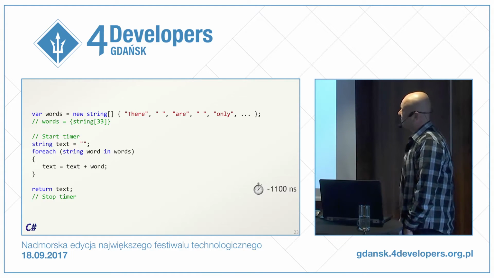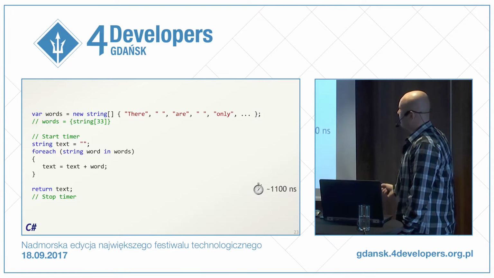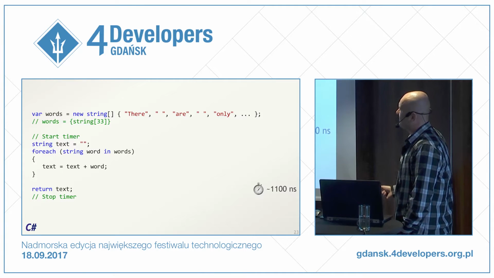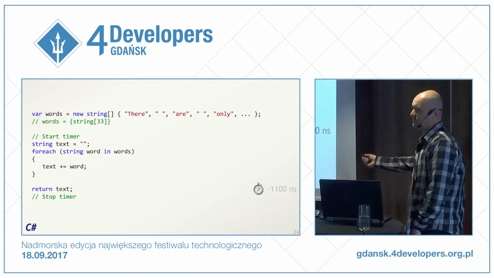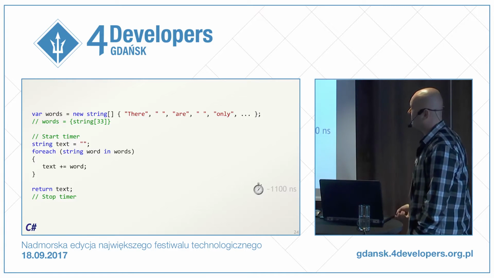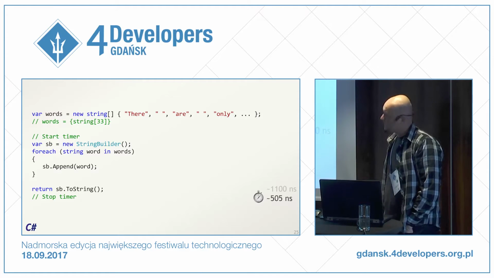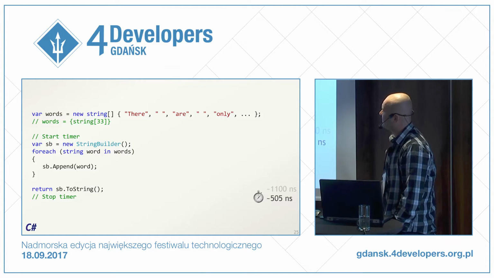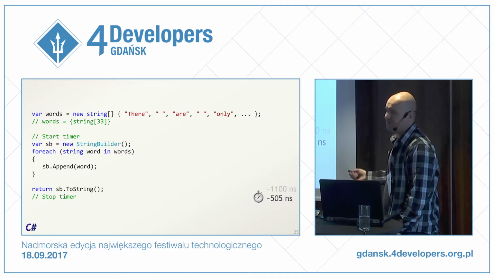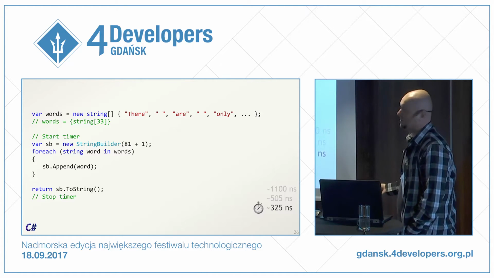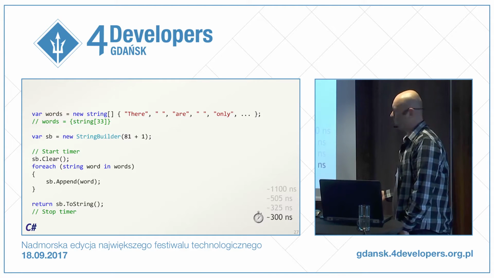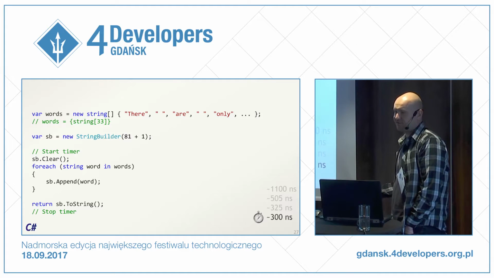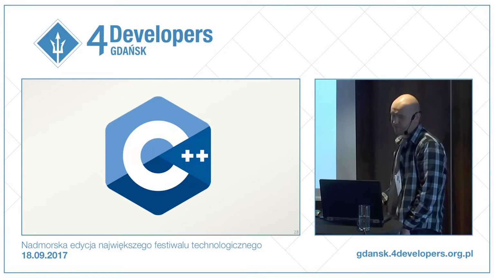Okay, how about C#? We can do this in the optimal way. Plus word gives 1 microsecond, plus equals gives the same because strings are immutable. We can use the StringBuilder. The time is even better. We can reserve the space initially. The time is even better. We can reuse the object. And the time is also 300 nanoseconds. Let's remember this number. How about C++?